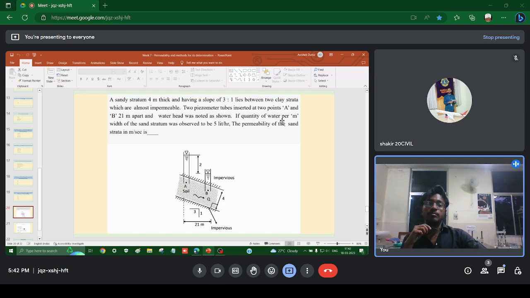If quantity of water per meter width of the sand stratum was observed to be 5 liter per hour, that means per meter width, you have to take the dimension along the screen as 1 meter. The permeability of the sand strata in meter per second is.